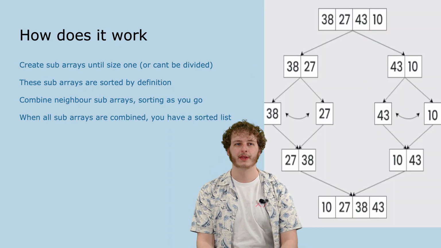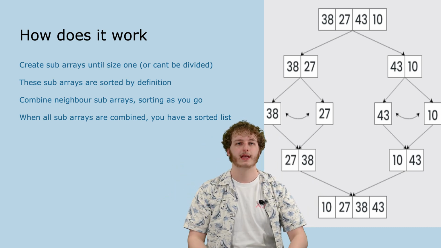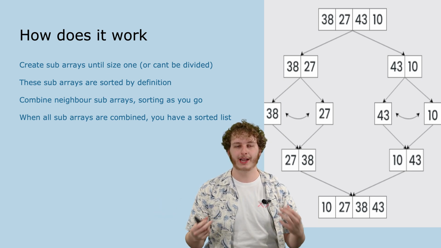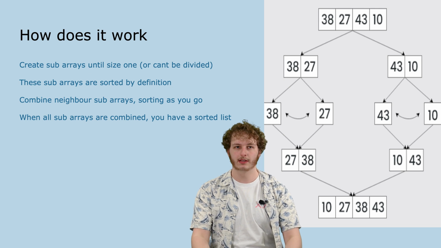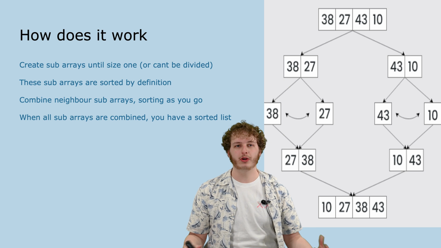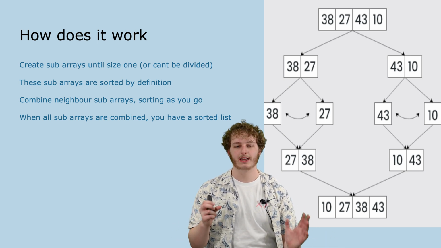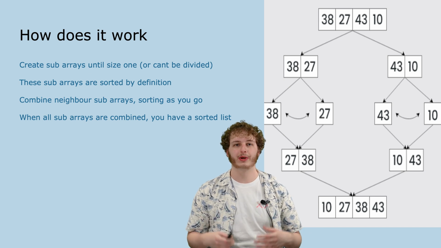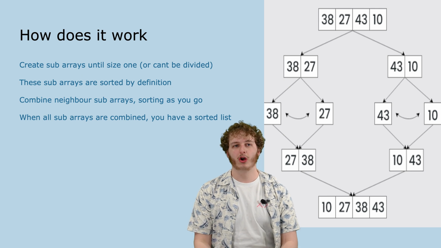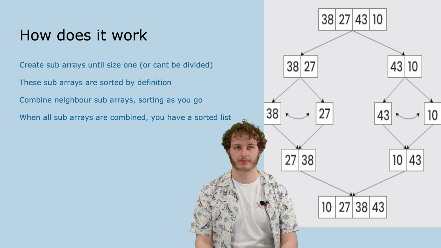So how does it work? It's going to create these subarrays by splitting your original list by half each time until they're size 1 or it can't be divided anymore. Now, the real trick and the real reason that merge sort works is because subarrays are sorted by definition. So what that means is when you're combining subarrays, you're not actually doing a sorting. Instead, you're doing a binary insertion, which isn't as expensive computational mechanic. So when all subarrays are combined, you will have a sorted list at the end.